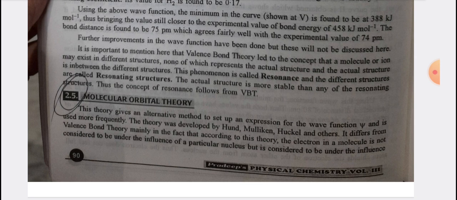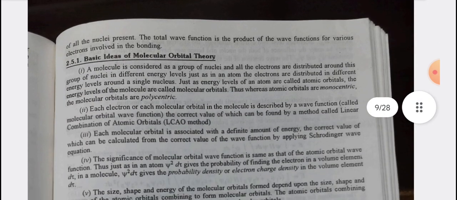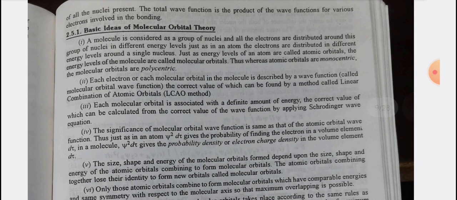2.5 Molecular orbital theory. This theory gives an alternative method to set up an expression for the wave function psi and is used more frequently. The theory was developed by Hund, Mulliken, Hückel and others. It differs from valence bond theory mainly in the fact that according to this theory, the electron in a molecule is not considered to be under the influence of a particular nucleus but is considered to be under the influence of all the nuclei present. The total wave function is the product of the wave functions for various electrons involved in the bonding.